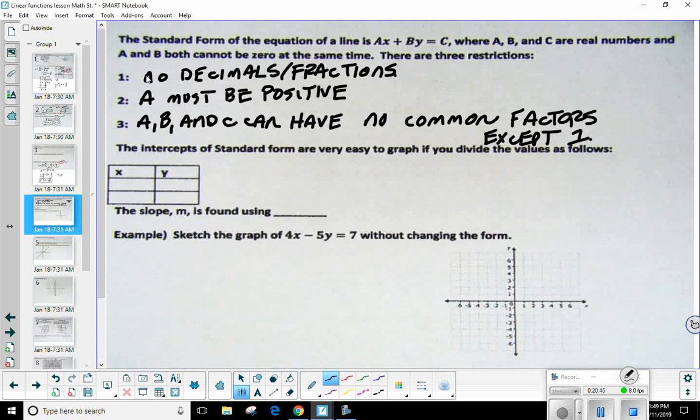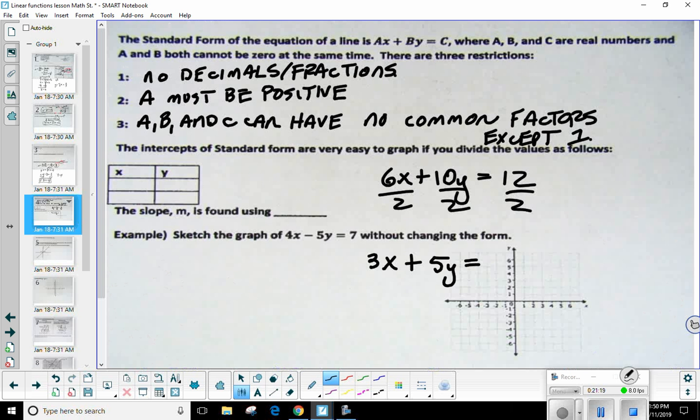All right. Now, it's that last one that always kind of trips people up. If I were to give you something like, let's say 6x plus 10y is equal to 12. Okay. Well, A is positive. There's no fractions, no decimals, but they're all divisible by what? They're all divisible by 2. The only common factor they can have is 1. So if I were to divide through by that, this would give me 3x plus 5y is equal to 6. Now, that's exactly what I was hoping somebody would say. Is this okay?